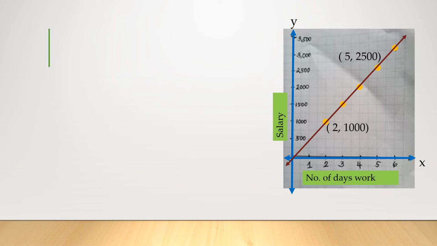So now what we are going to do is, given the graph, we are going to give the variation statement. Of course we need to examine the graph first. So look at this one. This is now the graph of the number of days worked. Here is the salary. And the graph is a straight line. You notice that as the value of x increases, the value of y also increases.